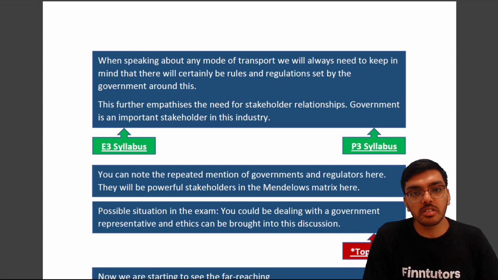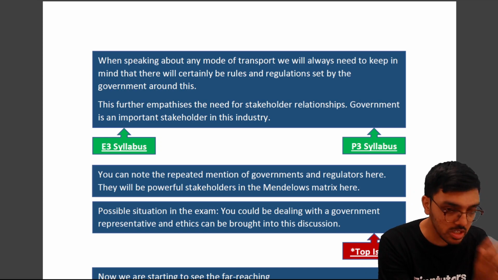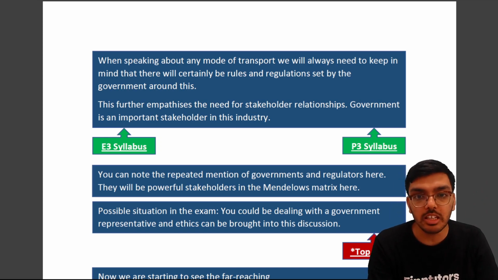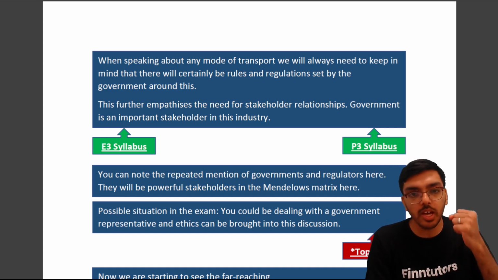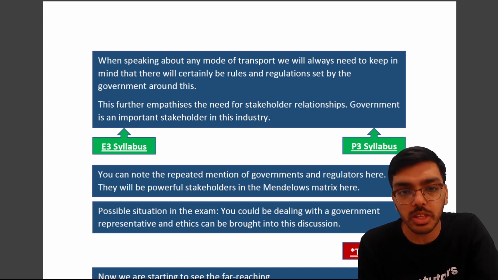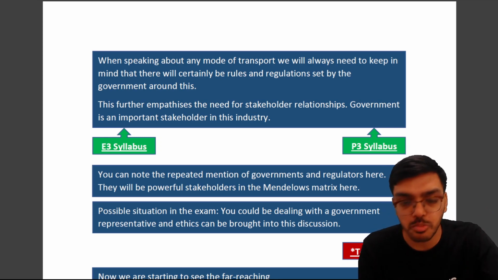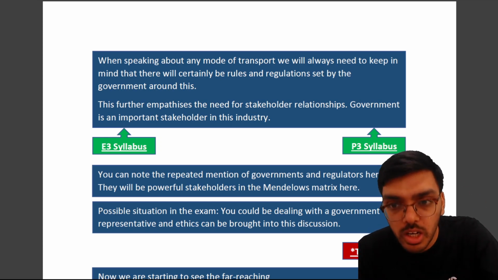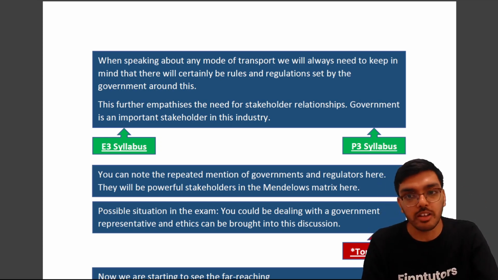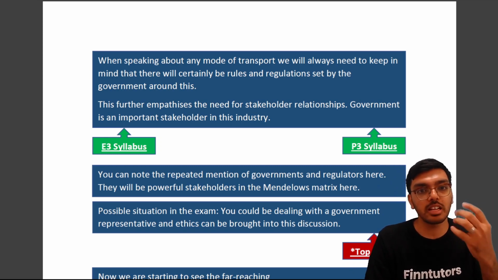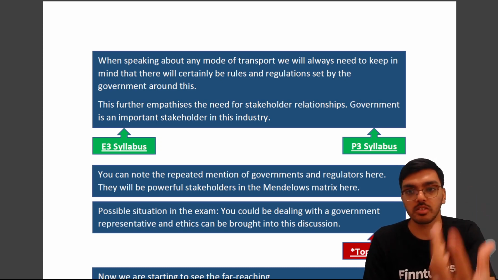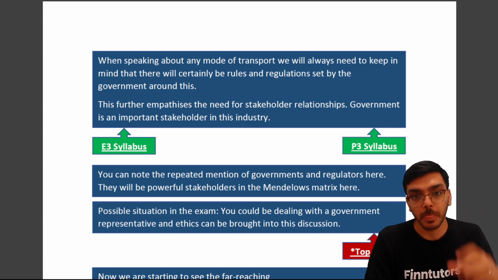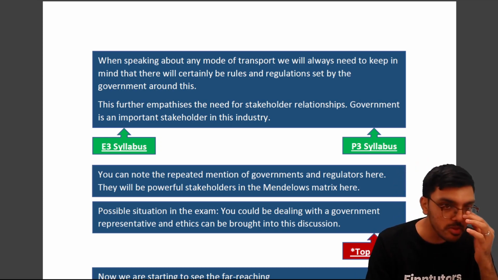This further emphasizes the need, and further you just need to focus on developing and maintaining your stakeholder relationships. Government is an important stakeholder in this industry because you will also be dealing with government. There's a chance that you could be dealing with government agencies, where you are the logistics provider for government agencies, or you are working with government agencies. Even if not, there is a chance that there are strong regulations in place, like we read about, specific licenses or insurances that you have, which need to be followed. So the government becomes an important stakeholder.